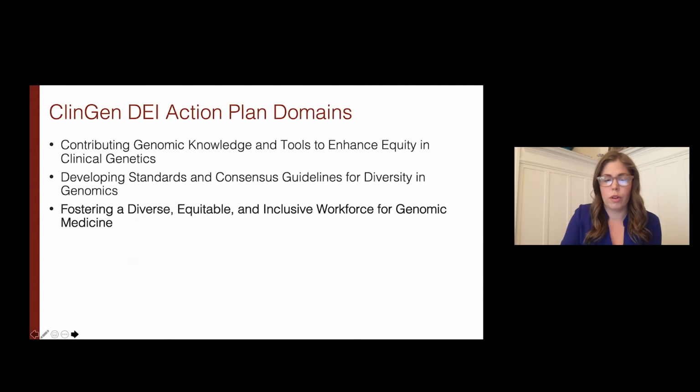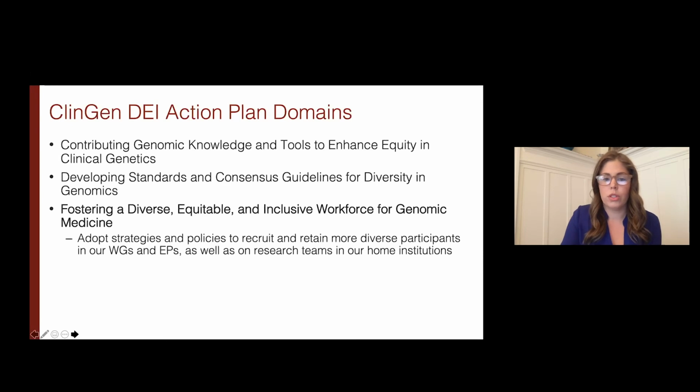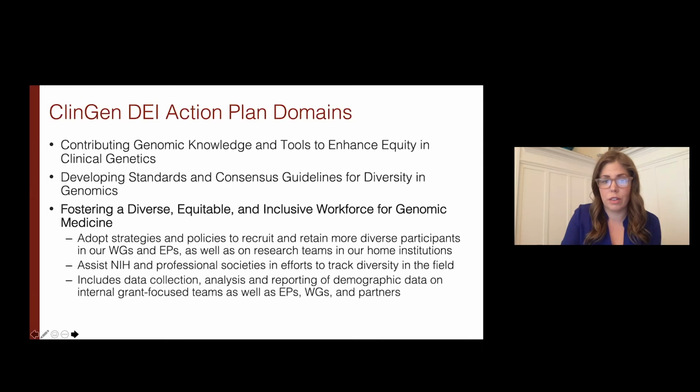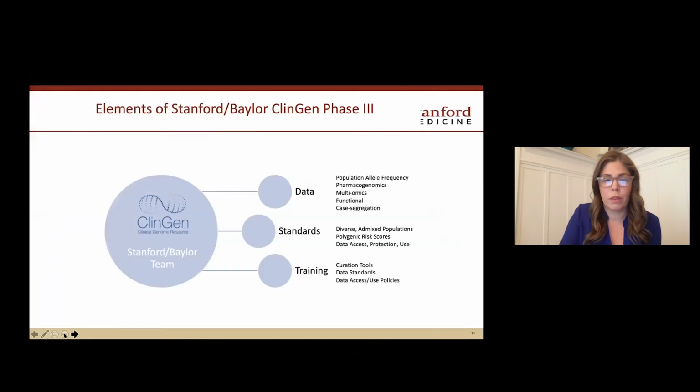And finally, one of our goals is to foster a diverse, equitable, and inclusive workforce for genomic medicine, which we know is really important to the NIH, as well as the professional societies. So our goal is to adopt strategies and policies to recruit and retain more diverse participants, both in our working groups and expert panels, as well as on our research teams in our home institutions. We also aim to assist NIH and the professional societies in their efforts to track diversity in the field. So this would include data collection, analysis, and reporting of demographic data on both our internal teams as well as our working groups and expert panels.